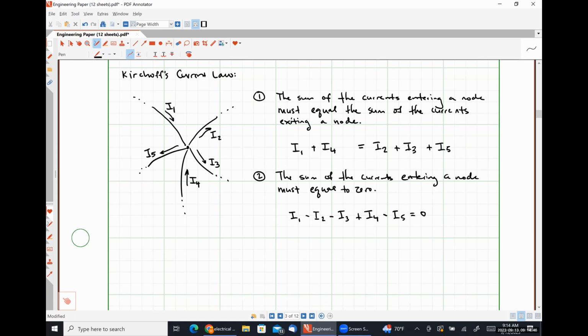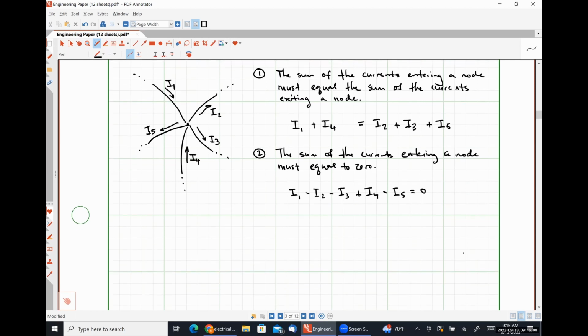is equal to 0, which is mathematically exactly the same relationship we got for formulation number 1 if we moved all of the terms that were on the right-hand side of the equal sign over to the left-hand side of the equal sign, okay? So they're the same thing, it's just phrased slightly differently or from a slightly different perspective. And then our third formulation is the exact opposite. The sum of the currents exiting a node must equal 0.